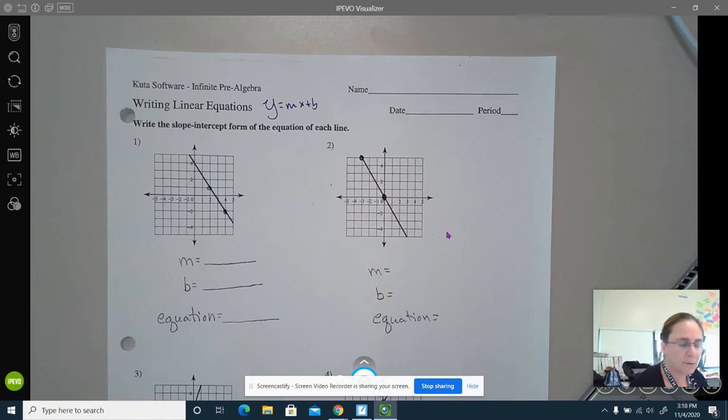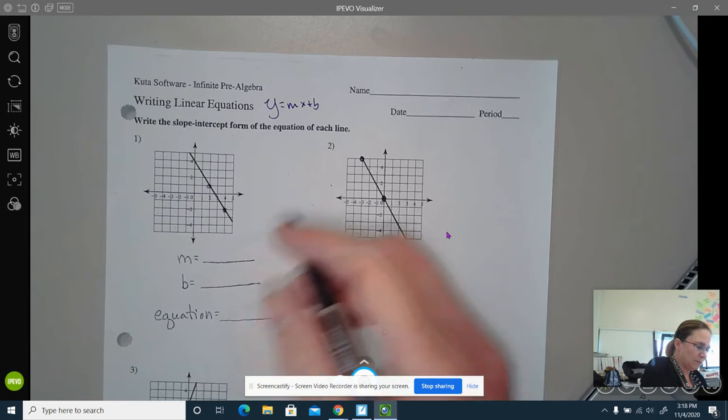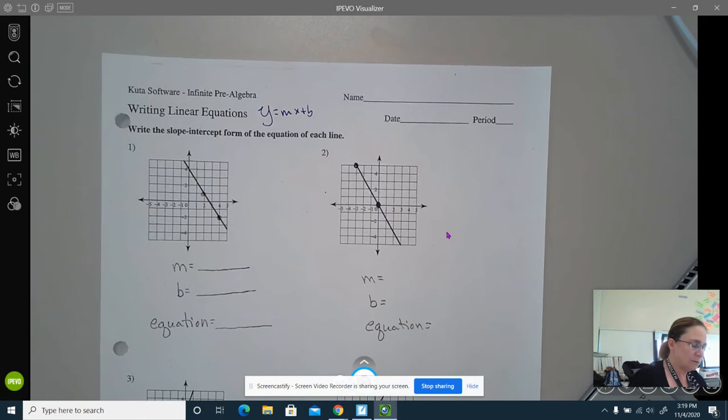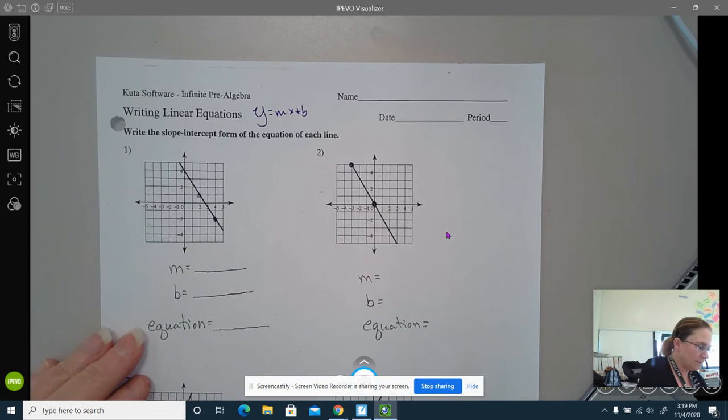Finding the slope, you have multiple ways to find the slope. You can use rise over run. You can pick out the perfect points and make a table and do change in y over change in x. Or you can use the slope equation, which is y2 minus y1 over x2 minus x1. I'm going to show you how to do the first one. I'm going to use rise over run for this.